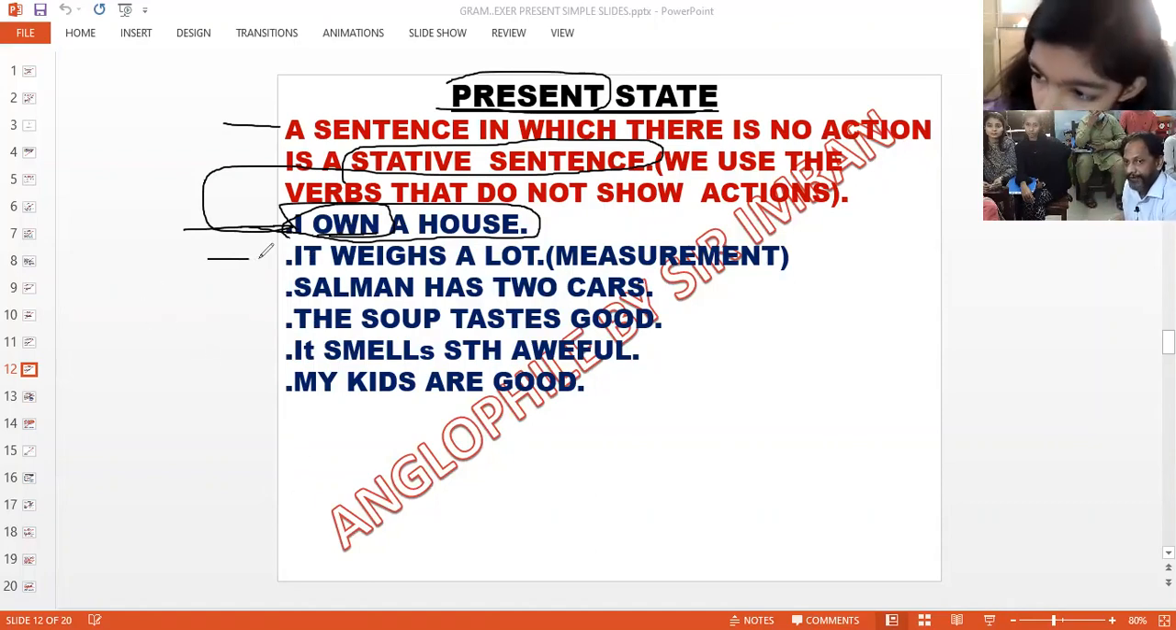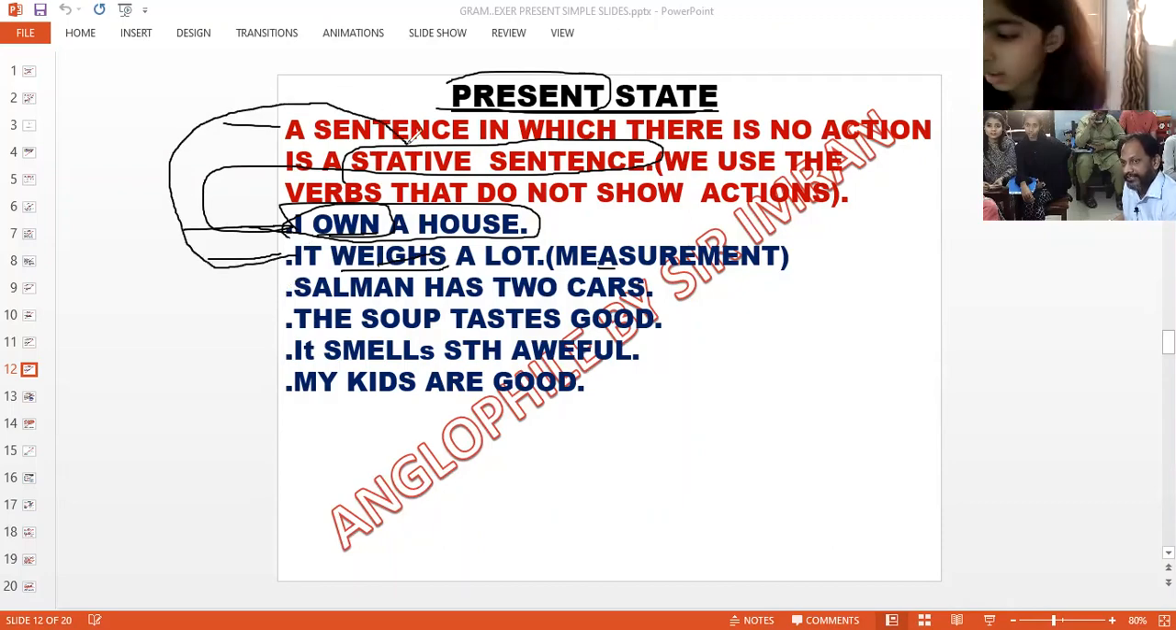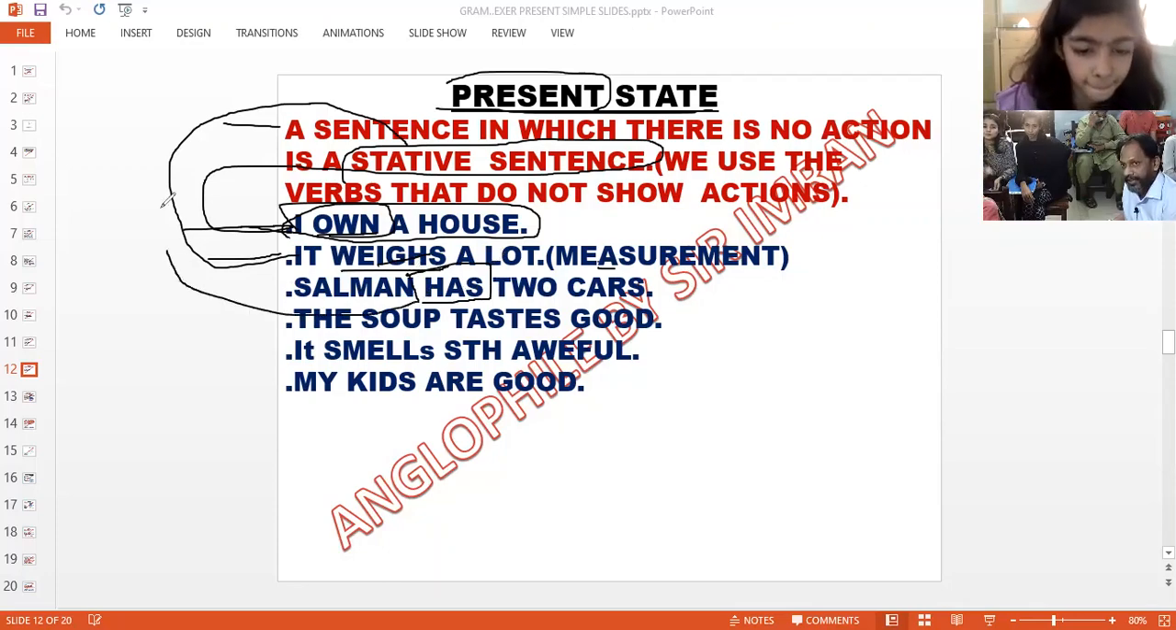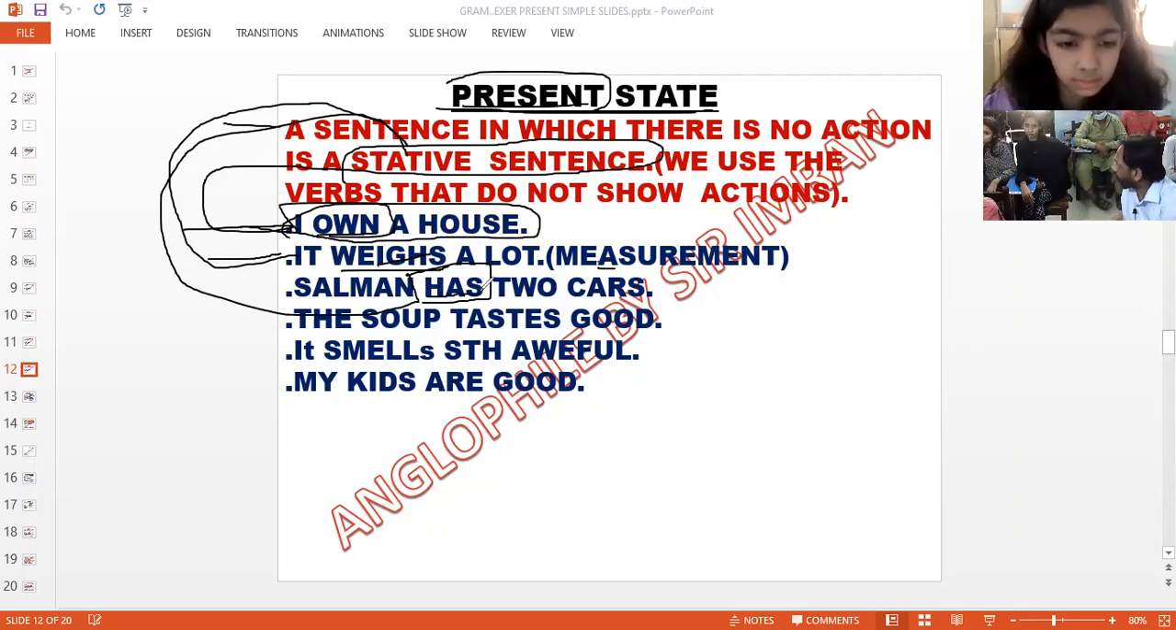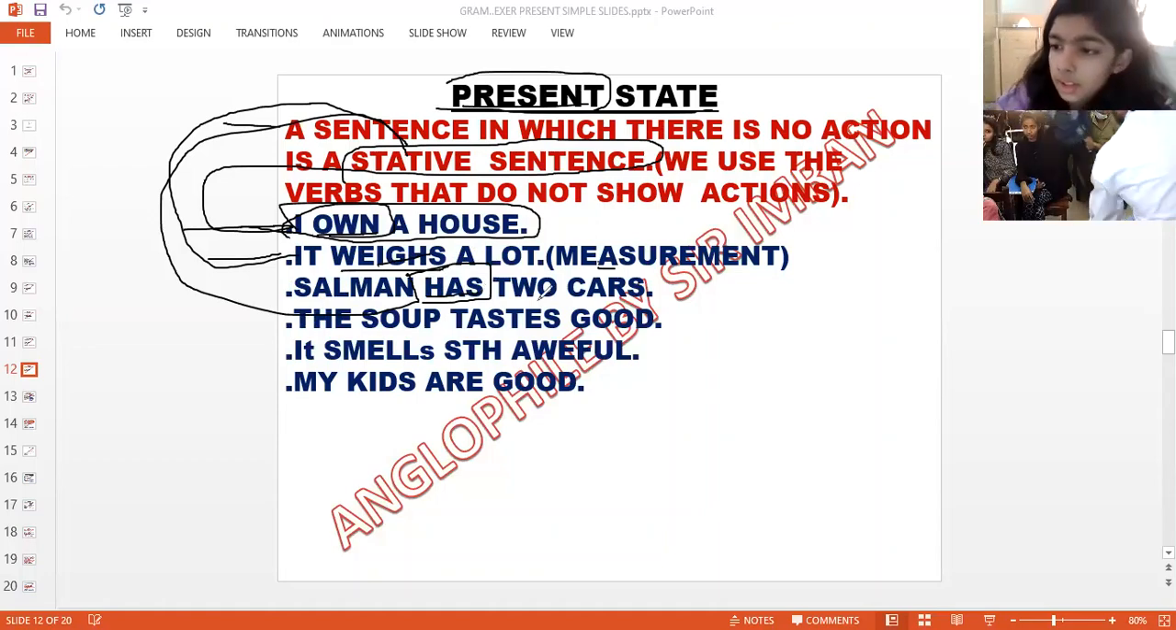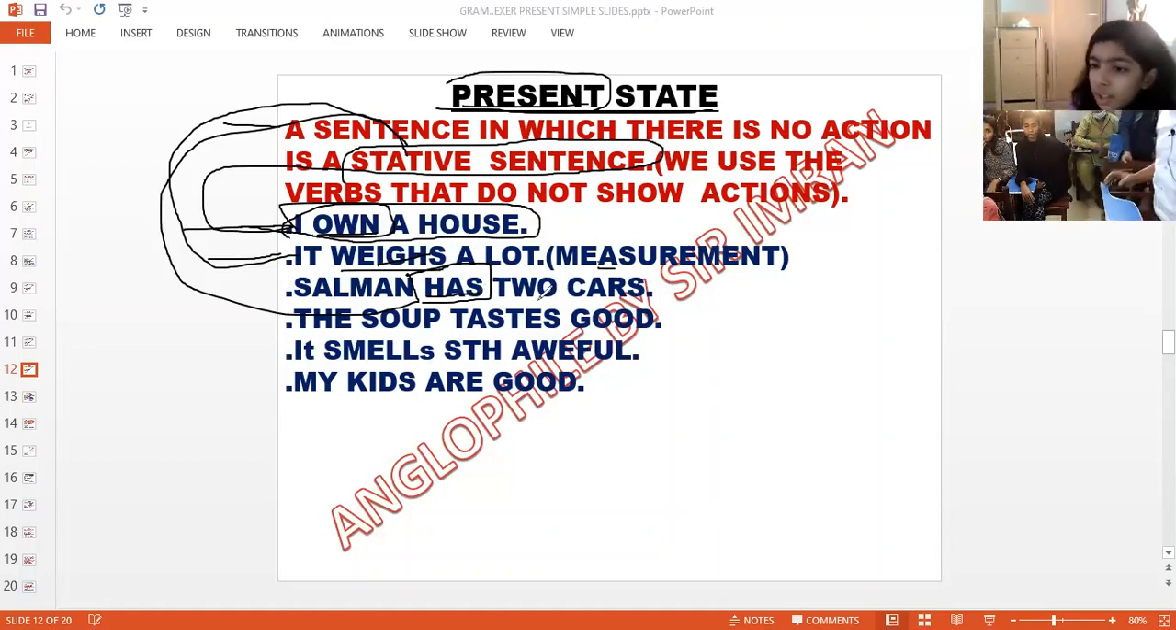Yes. I see here, it weighs a lot. या फिर measurement की बात कर रहा है, इसमें कोई एक्शन नहीं है, इसका मतलब ये weighs यहाँ पे स्टेट वर्ब है और ये पूरा जुमला जो कहलाएगा स्टेटिव सेंटेंस। Salman has two cars. Salman has यहाँ पे स्टेट वर्ब है और ये सेंटेंस क्या है, स्टेटिव सेंटेंस. And since it's a present tense, we are supposed to follow the first form of verb. I hope you understand that point. Do you understand this one? So you must remember this.